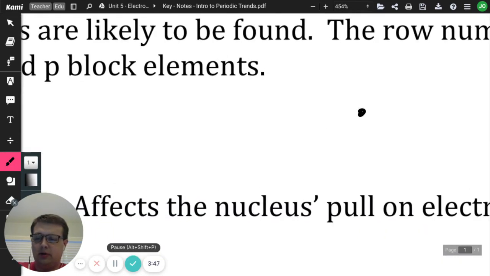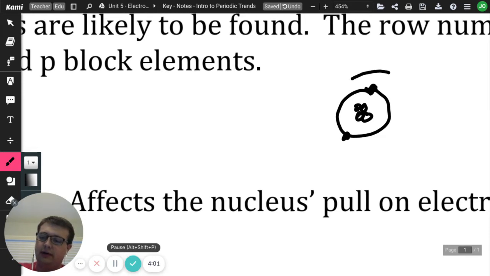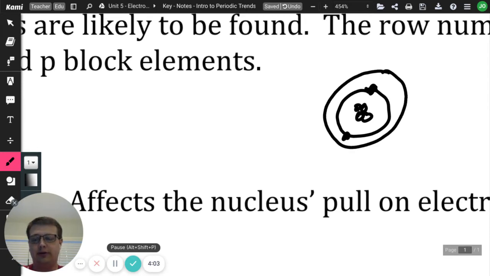If I've got my nucleus, which has my protons and neutrons in it, I've got my first energy level, with those electrons that are orbiting it, right? Electron there, electron there. And then if I move down to my energy level 2, I've got 2 energy levels.